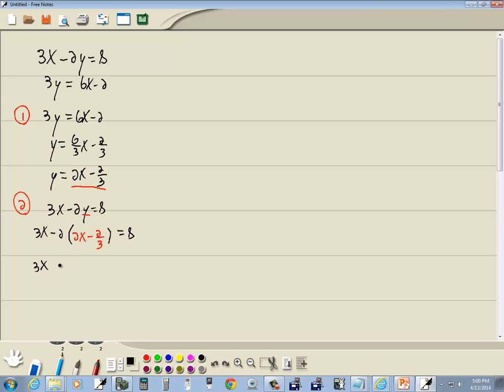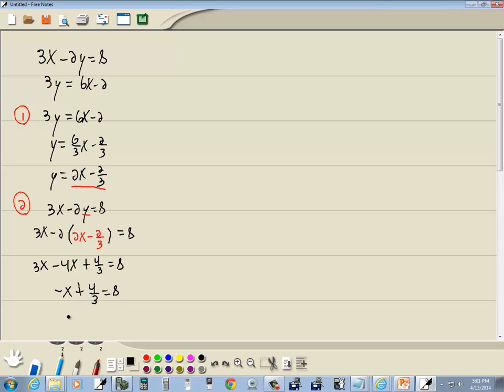So I'll take negative 2 times 2x gives us negative 4x. Negative 2 times negative 2/3 gives me a positive 4/3 equals 8. I might as well combine these together because they're easy to combine. 3x minus 4x is negative 1x, or negative x, plus 4/3 equals 8.